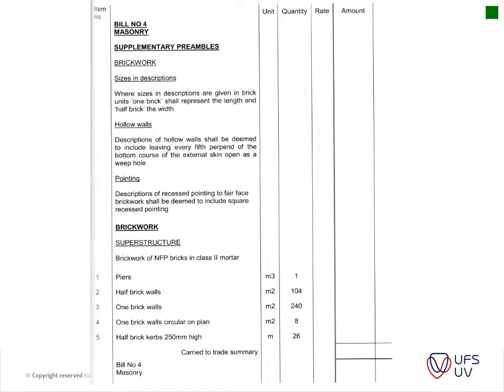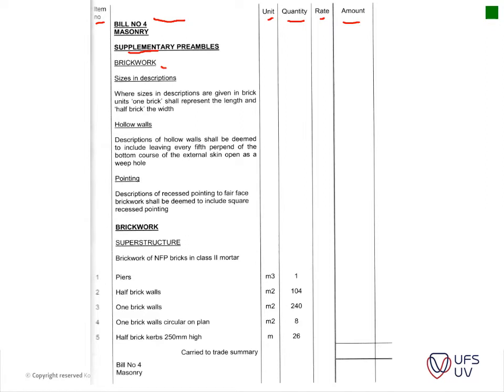Okay, so this is the layout that I've been speaking about. All of your bills will have this same layout where you have your item number here, you've got your description here, then you've got your unit, your quantity, your rate, and your amount on this side, and then you have your supplementary preambles, anything that you want to add. Let's see what they have added here.